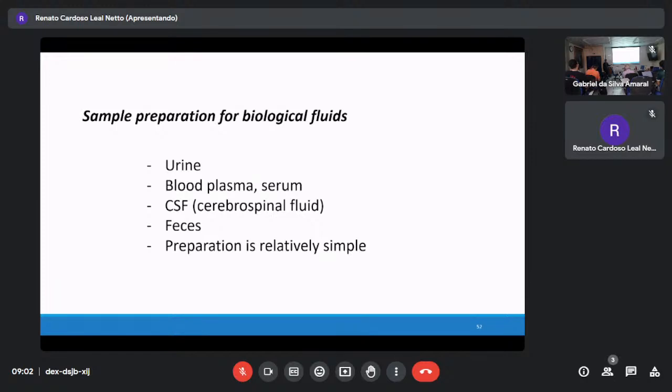What's the problem with this sample? Protein. Yeah, protein. How to remove the protein properly? This is very important. And CSF, what's the issue? Exposition. Just this is correct.